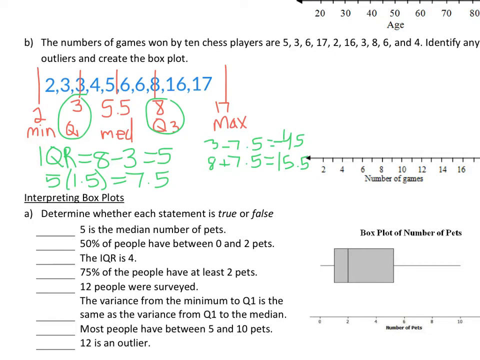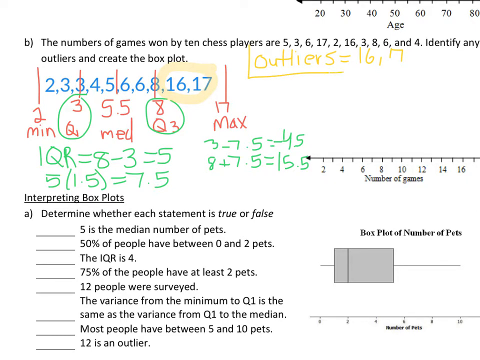Any values that are outside of that range are considered outliers. So in other words, we're looking for values smaller than negative 4.5 and larger than 15.5. If we look at our data, they are all positive numbers, so we have no outliers on the lower end. Our upper range here is 15.5, and we actually have two numbers that are greater than 15.5. We have 16 and 17. Those are considered our outliers. So identify any outliers. Outliers equals 16 and 17.